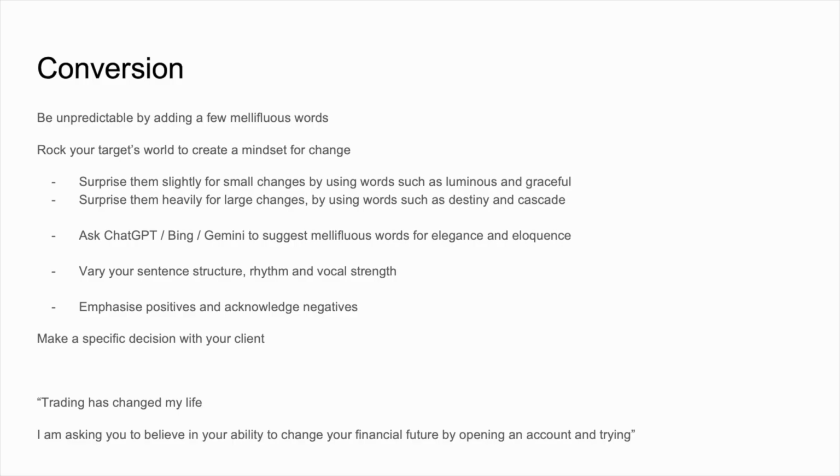I always find it useful to vary the sentence structure and the strength of voice. You can't always run at 100. You have to vary a little bit, give people time to breathe, give yourself time to breathe. So the vocal strength, the rhythm, and the sentence structure are things that I like to vary. And throughout the presentation, emphasize positive, acknowledge negatives. I think that's always good.